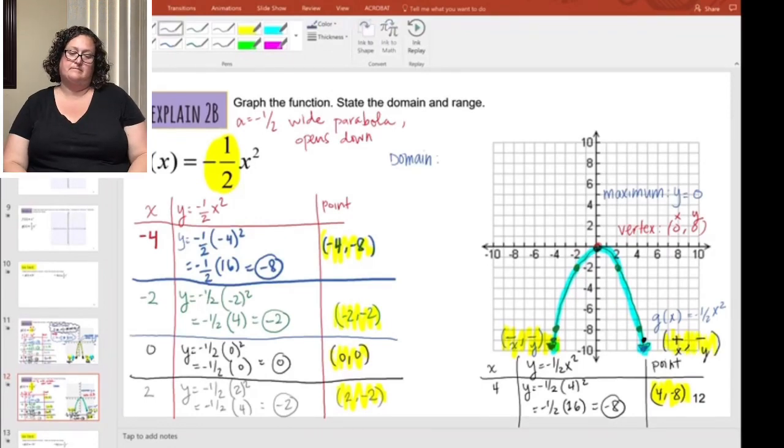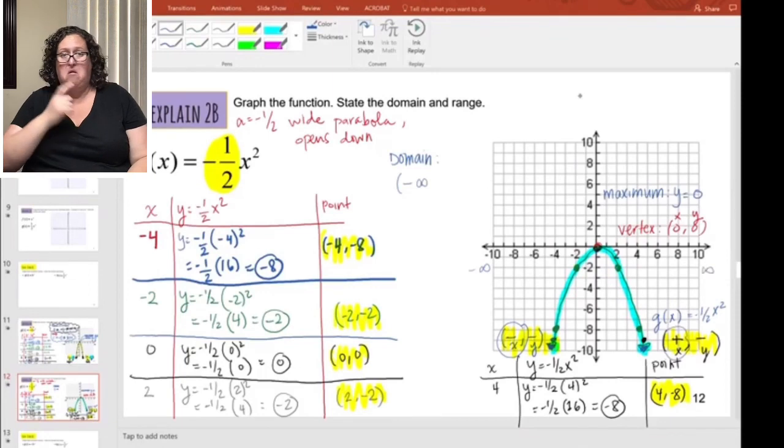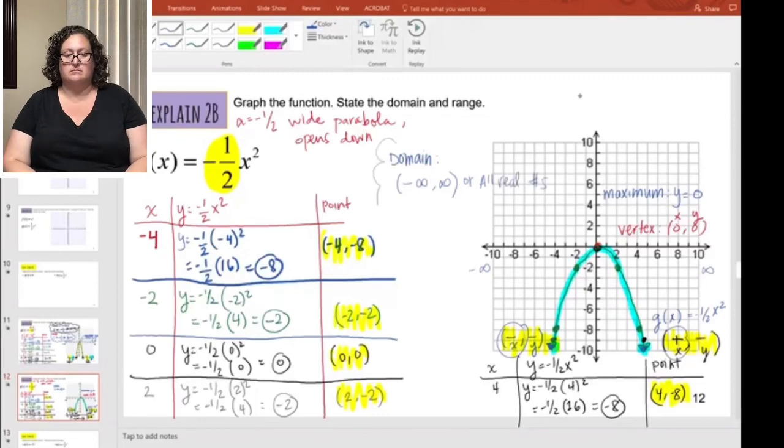So where do our x values begin? Well, it starts with negative, and because we don't know what it is, that's going to be negative infinity. We don't know where x ends, but what we do know is that x is positive, so we're going to put positive infinity. Or you can write it as all real numbers. So the domain is negative infinity to infinity, or all real numbers.